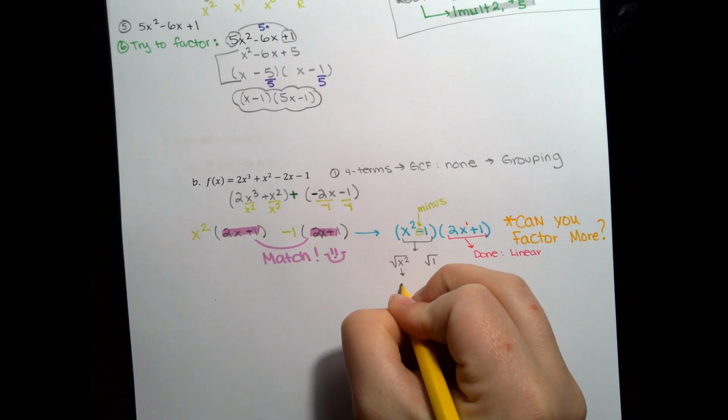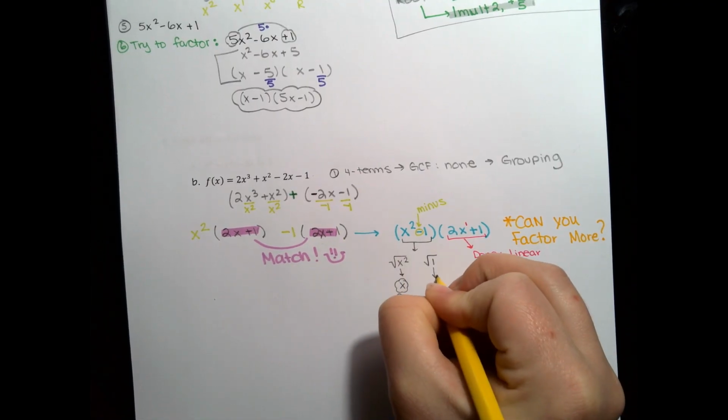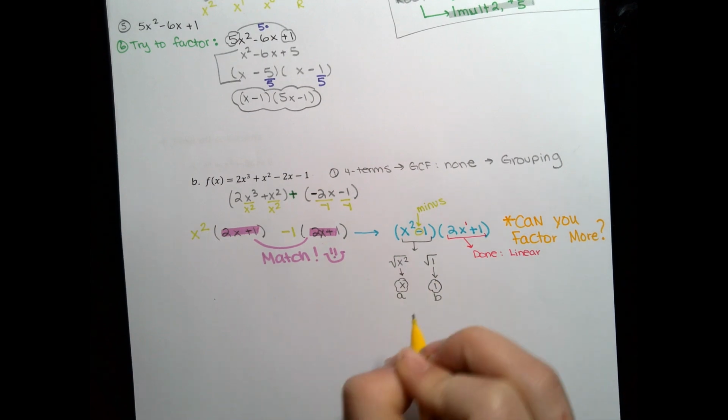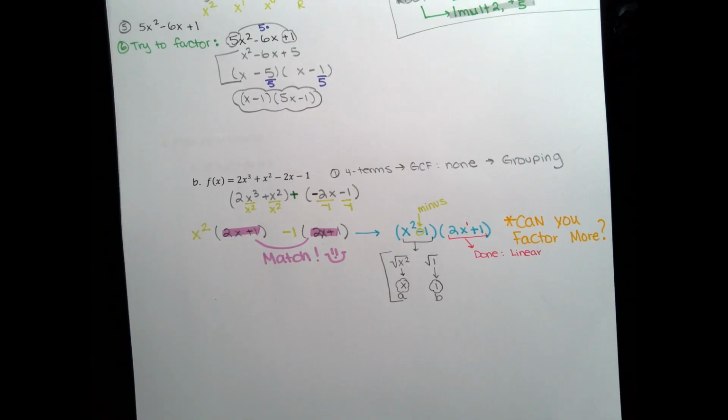So the square root of x squared is just x. This is going to be your a value. The square root of 1 is just 1. That's going to be your b value. So this is a check for the pattern. This is just you making sure that, yes, you can continue.